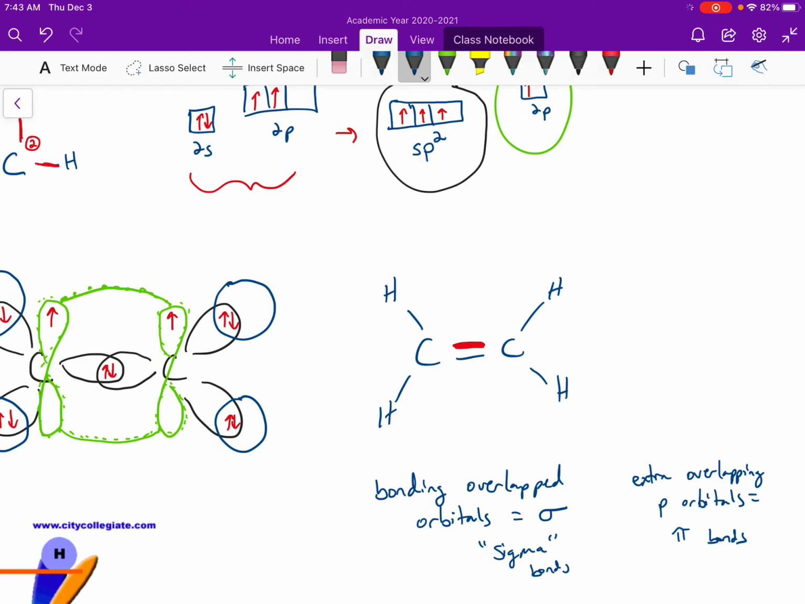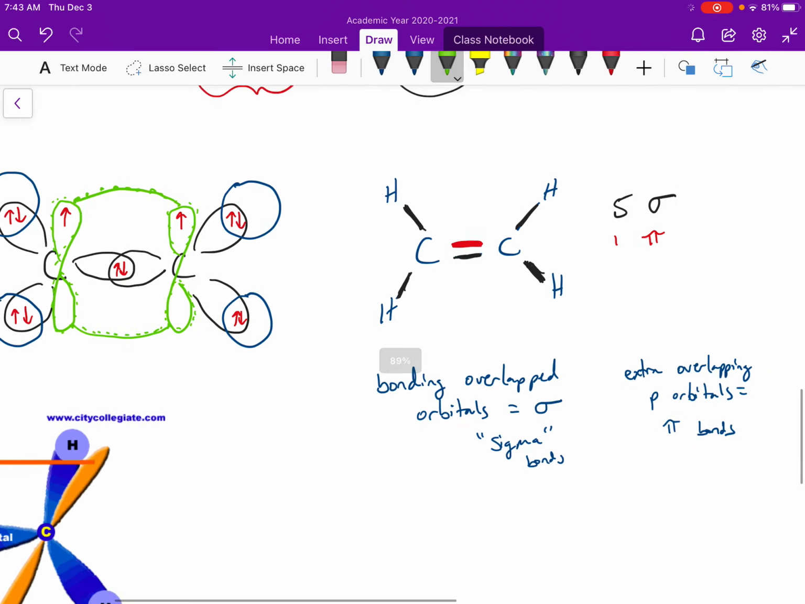So if I was looking at this molecule, if I'm counting bonds here, I would say I have 1, 2, 3, 4, 5 sigma bonds, right? In other words, wherever the atoms are connected, that's a sigma bond. And then I have a double bond here, so I would have 1 pi bond. If you had a triple bond, you would say we had 2 pi bonds. We'd have another pi bond.